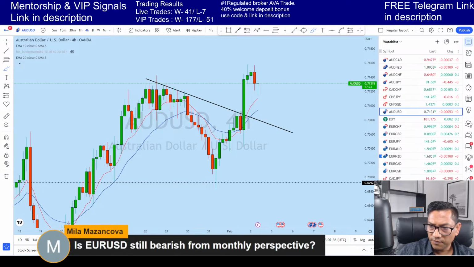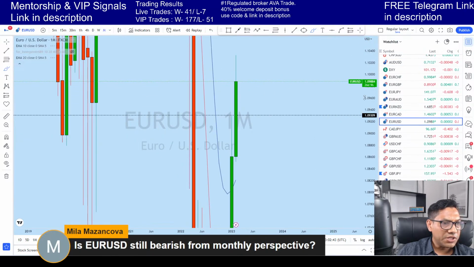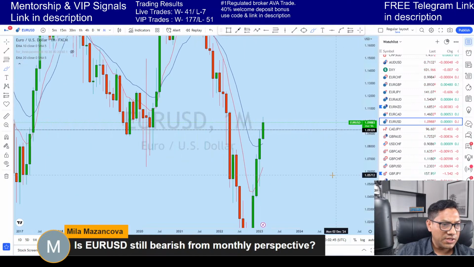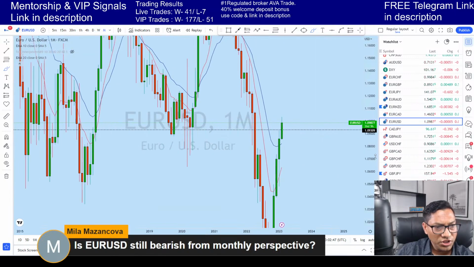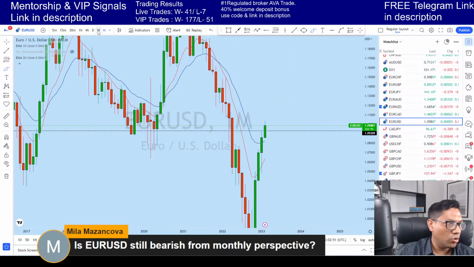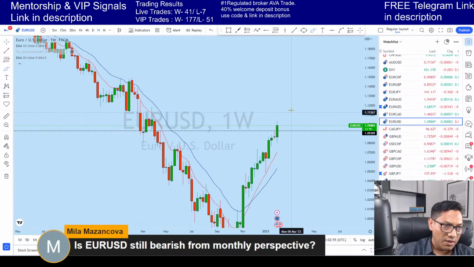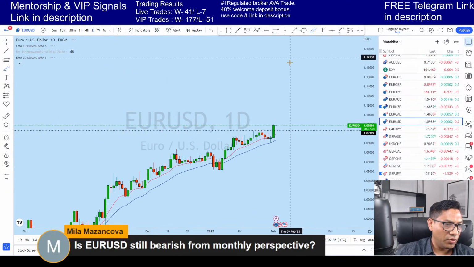Yeah, absolutely. From the monthly perspective, no, Euro USD is not bearish. So if you look at the monthly perspective on Euro USD, we see that for me it is still bullish. As you can see, there is a big bullish move that happened on Euro dollar. If you look at the weekly, I think that it's the start of another bullish move on Euro USD. If you look at the daily, in the same way, there's still a bullish move.